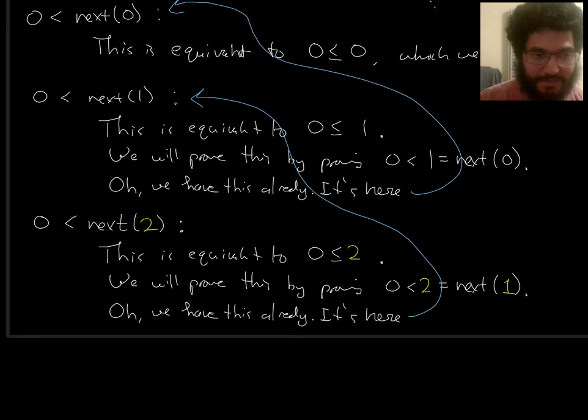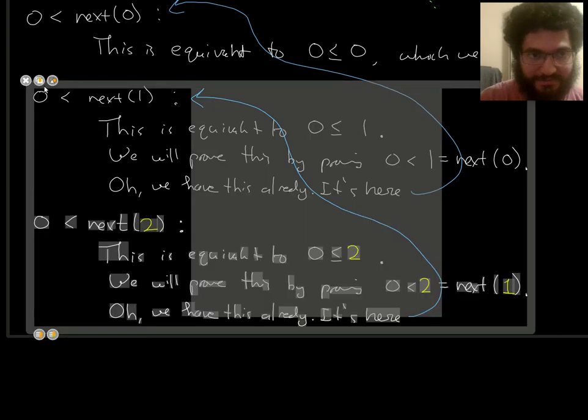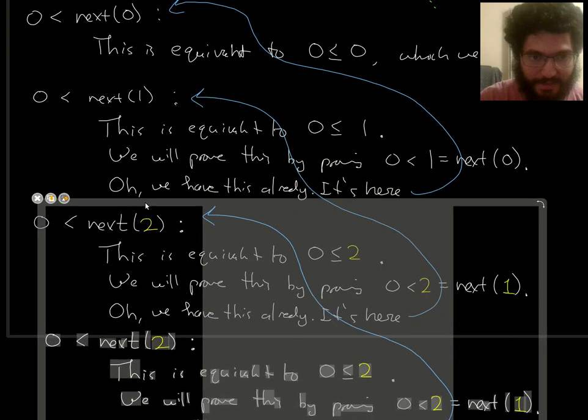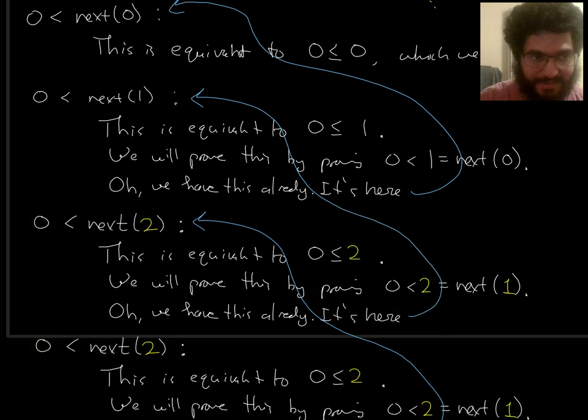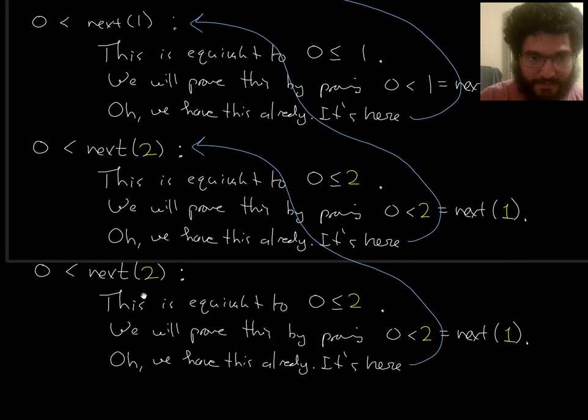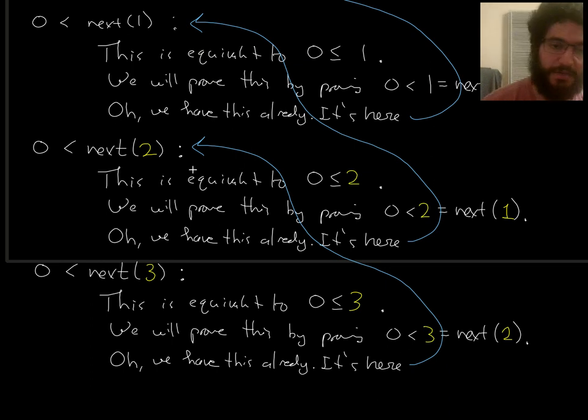How about another one? So now I can literally just copy, right? I hope it's starting to become clear that I'm just copying every time. And then just go change these numbers into 3s. So we're trying to prove this, but we can do this by proving 0 is less than 3. 3 is by definition next 2. Oh, but we have already proven that 0 is less than next 2. It's here.